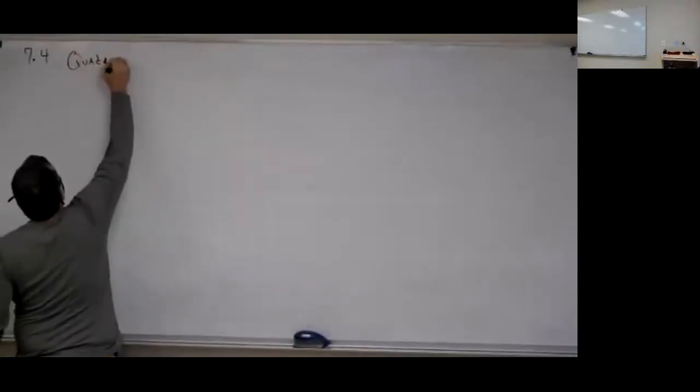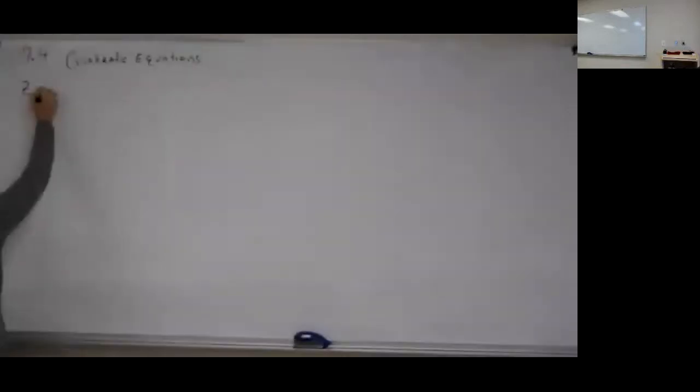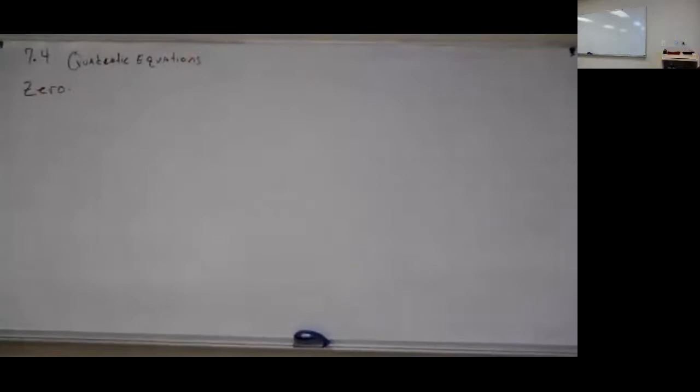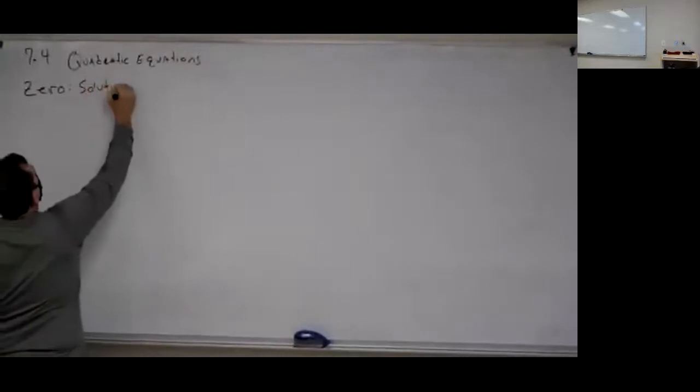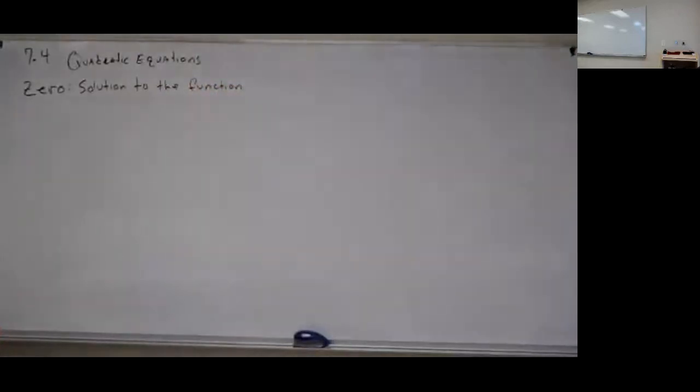Hi y'all, so 7-4 goes over quadratic equations, functions, and zeros. All right, so new definition of the day, zeros. And I'll say basically a zero of a function is the solutions of that function, okay? So it's the solution to the function. It's also where the graph crosses the x-axis.